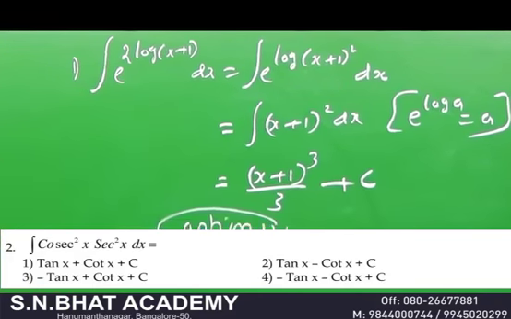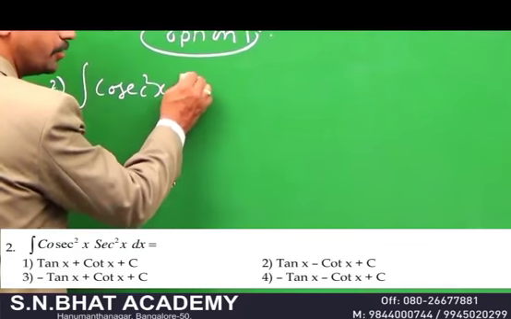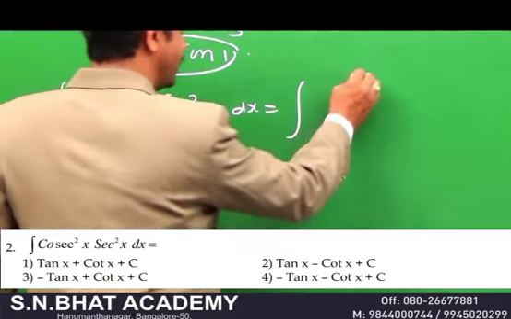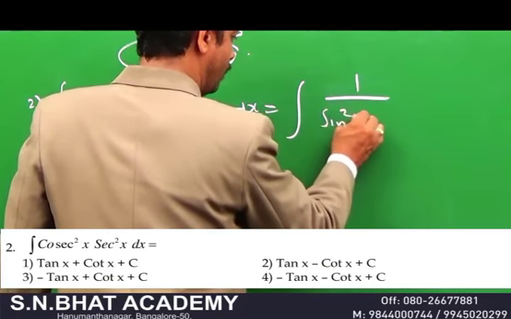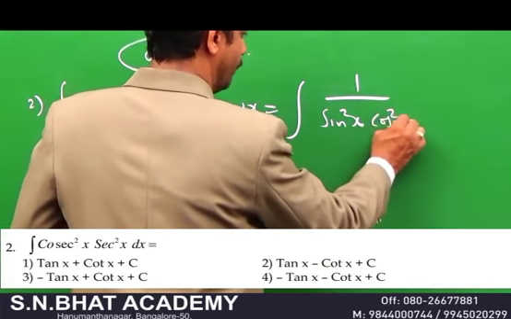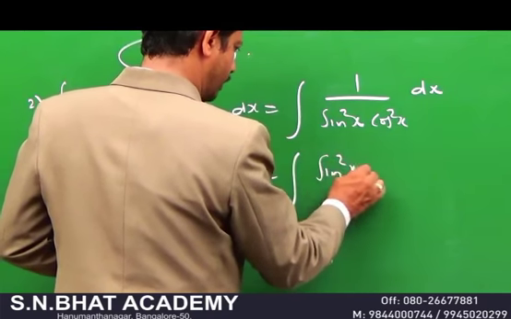Next, we move on to the second question. It is the integral of cosecant square x into secant square x. It can be written as 1 by sine square into cos square. Cosecant square x is 1 by sine square x and secant square x is 1 by cos square x. And 1 can be written as sine square x plus cos square x.